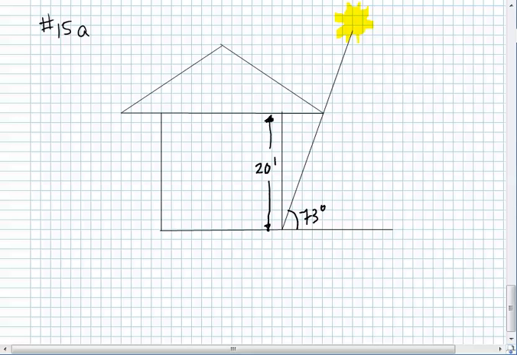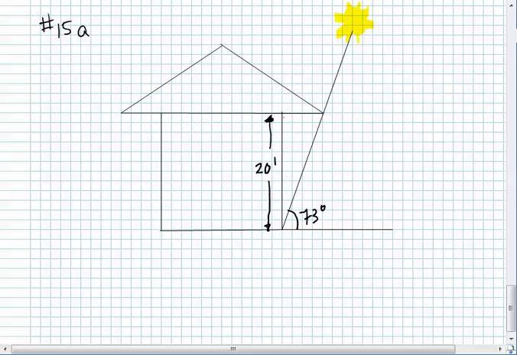Alrighty folks, just going to quickly solve 15A from the 3.1 homework. I didn't get a chance to the other day, or yesterday in class, or today in class, depending when you're listening to this. Anyways, the question is asking you, in the summer for 15A, how long that overhang needs to be.